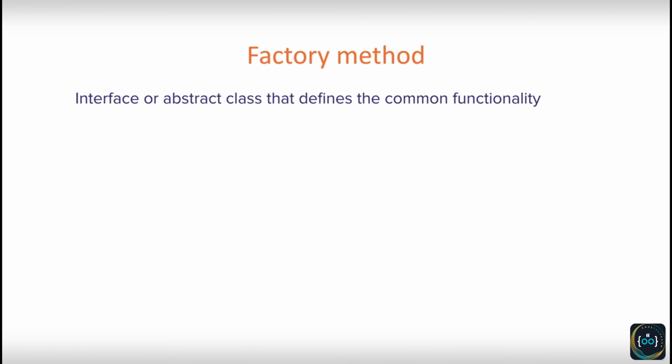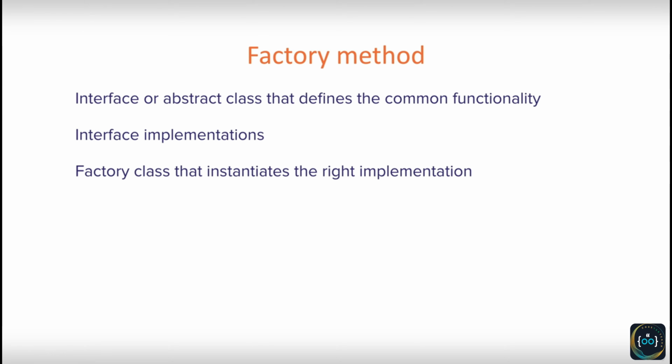So the components that are required will be an interface or an abstract class that defines the common functionality, the implementations, one or more, as many as we need, and as the project grows and matures, we can add more implementations based on that interface, and then the factory class that instantiates the right implementation for that particular use case, for that particular situation. All right, so that is all for the theoretical introduction.